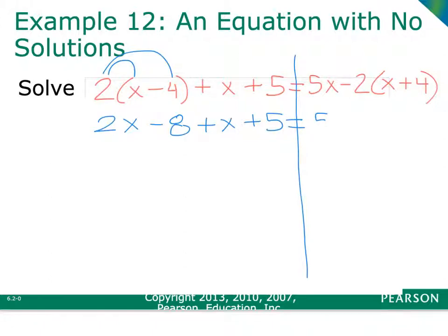I'm going to carry down my 5x, and then I'm going to distribute my minus 2. Be careful with distributing minuses. It will change the signs of everything in the parentheses. So this is going to turn into minus 2x and minus 8.